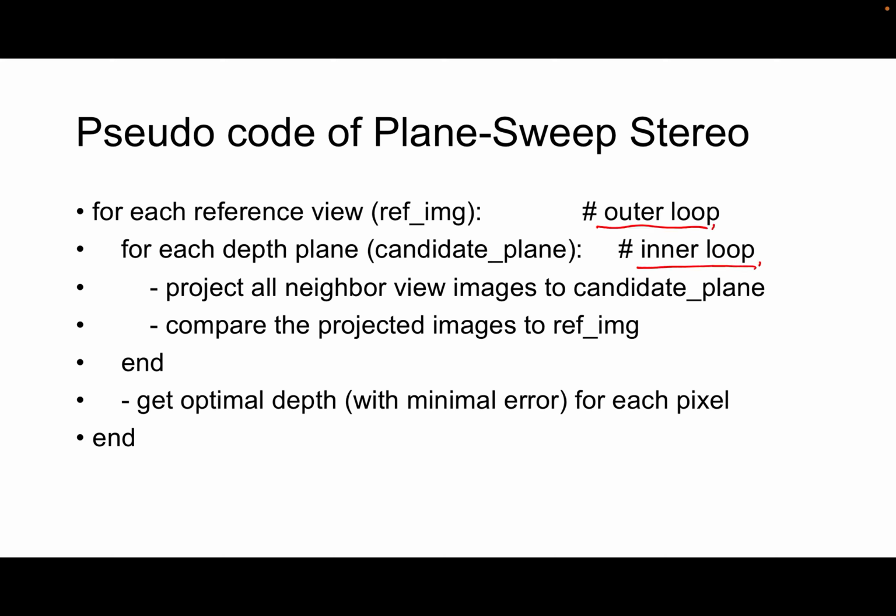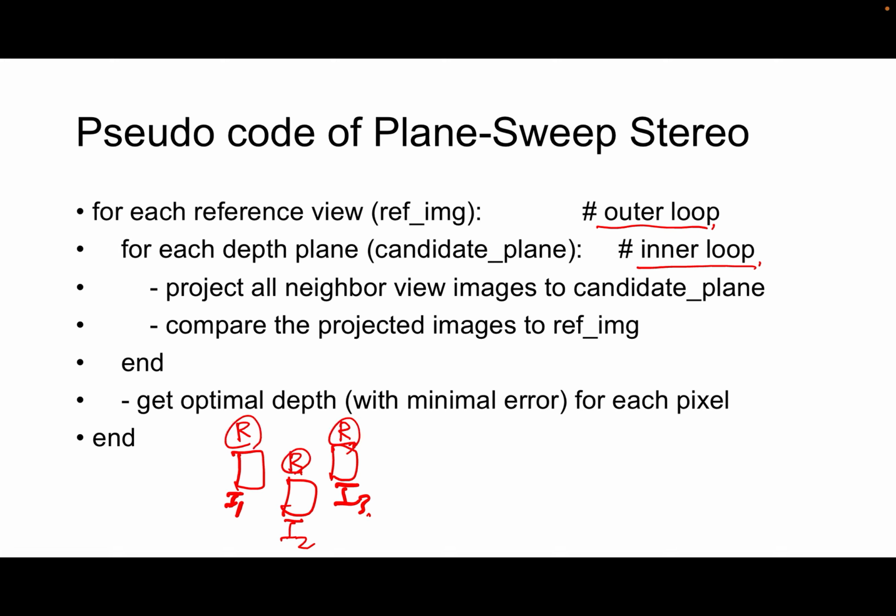For each reference view, let's say we have multiple images: image 1, image 2, image 3. At the first iteration, we call this one the reference. Next, we call this one the reference. Next, we call this one the reference. So this is the outer loop.